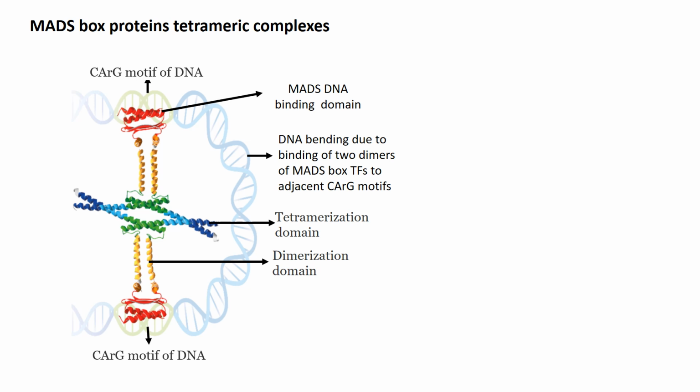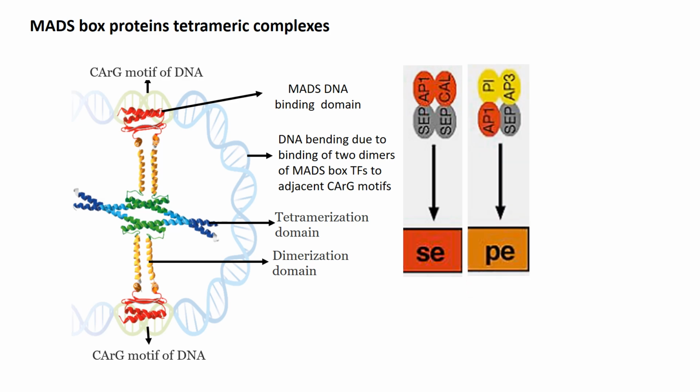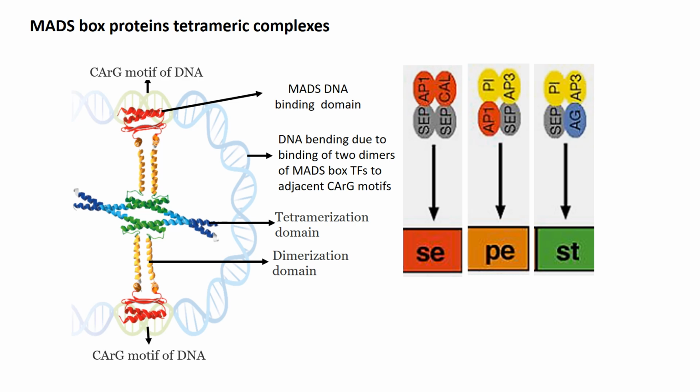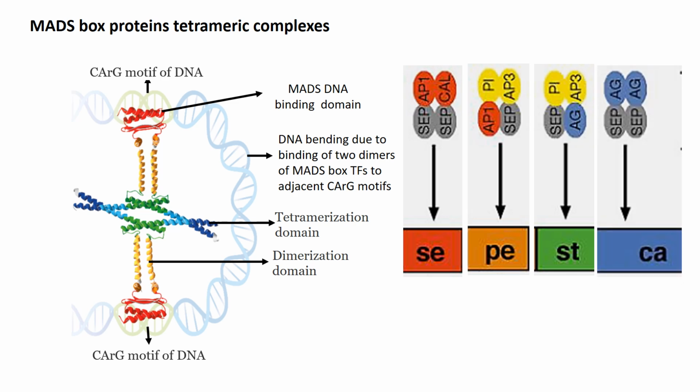The quartet model explains how the tetrameric MADS transcription factors bind to DNA to activate genes important in development of the floral organs in the specific whorls. Hence, AP1, CAL and Sepalata interactions direct sepal development. Petals are specified by AP1 and Sepalata together with AP3 and Pistillata. Stamens are specified by AP3 Pistillata combined with Sepalata and Agamous, while carpels are specified by Agamous interactions with Sepalata.